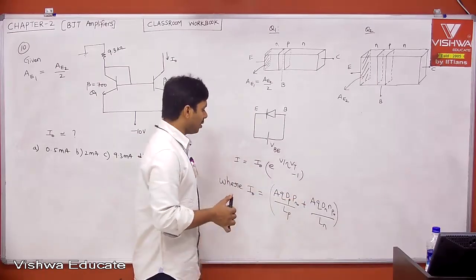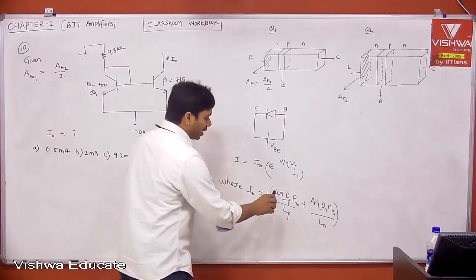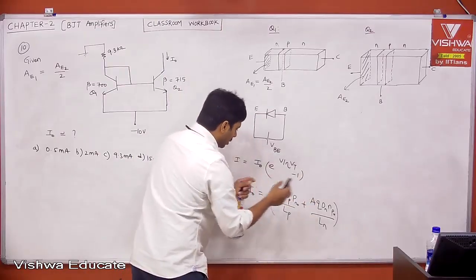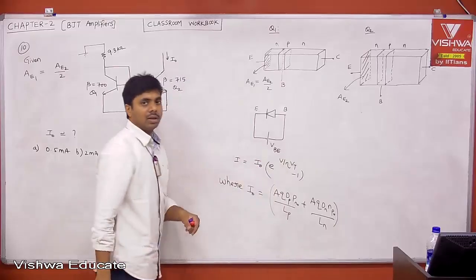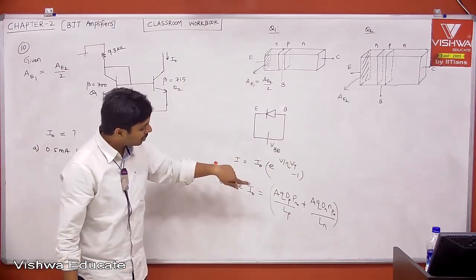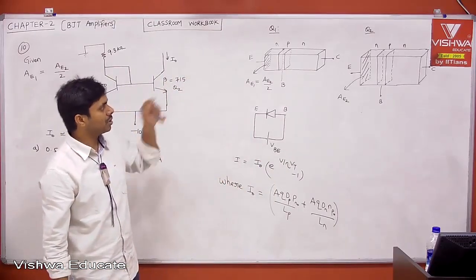Similarly for N. Therefore, here it depends on A. If A is twice, then I naught is 2 times, then your current is 2 times for the same voltage. Therefore, indirectly that I naught has the information about the area of cross section of your PN junction diode.